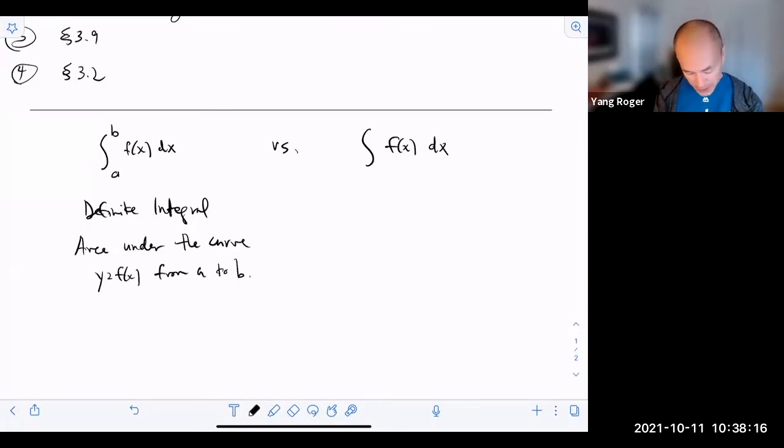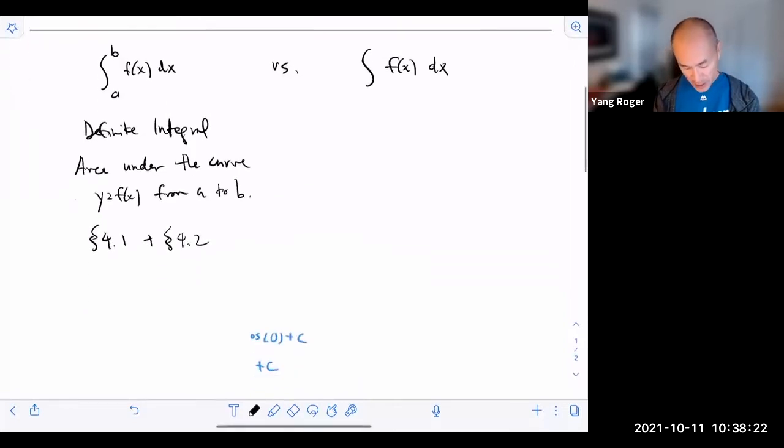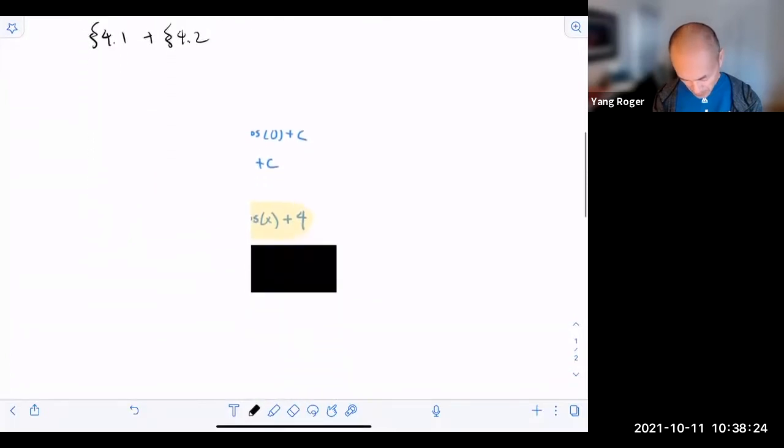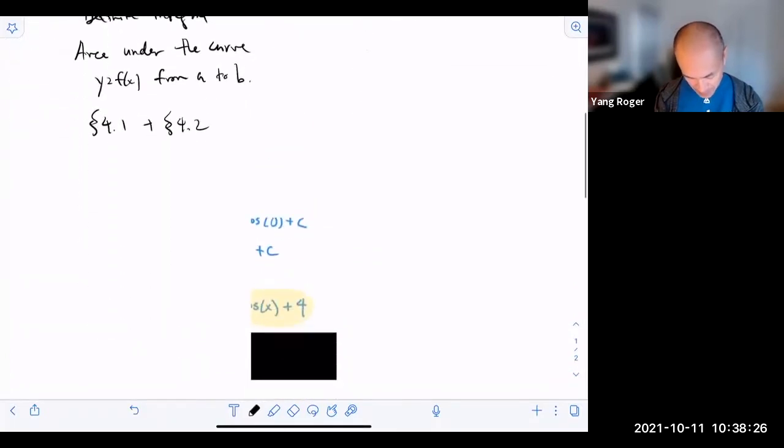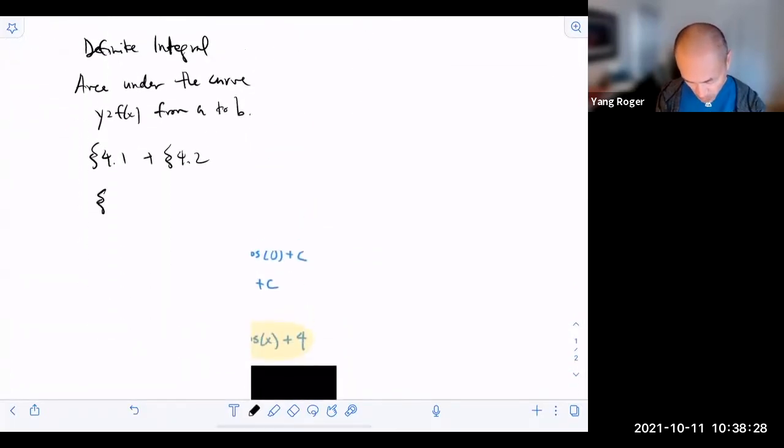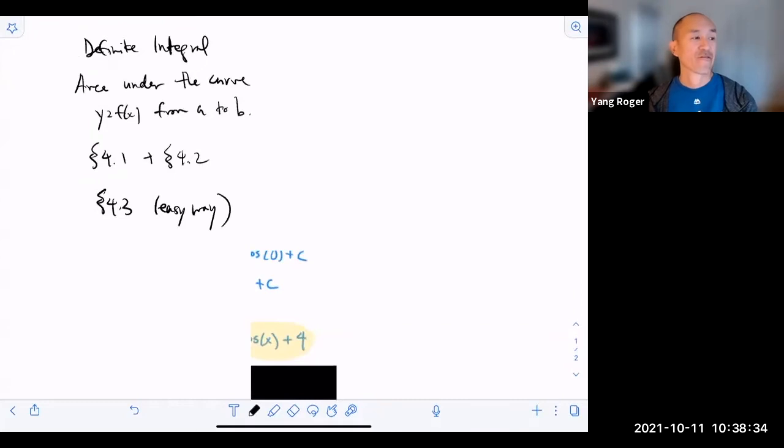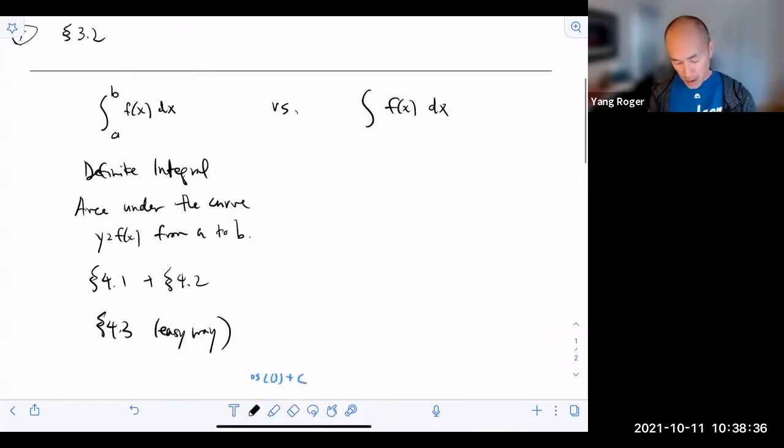So this was section 4.1 and 4.2. That was the hard way. And then in section 4.3, we learned the easy way. So you can look forward to that on Friday. Okay. What this next thing is called is the indefinite integral.